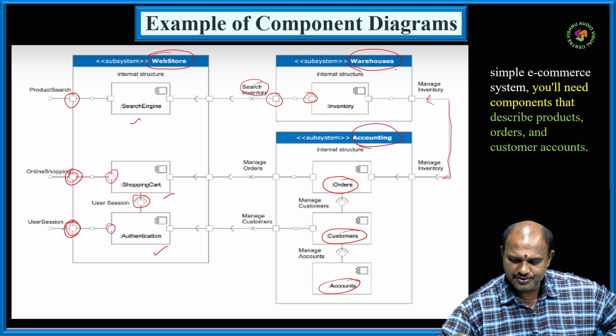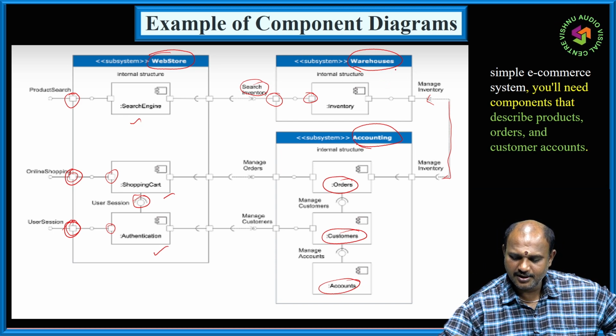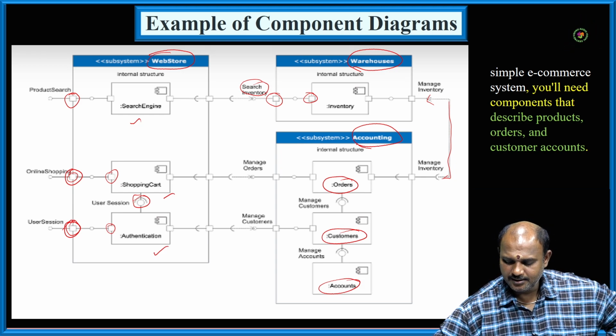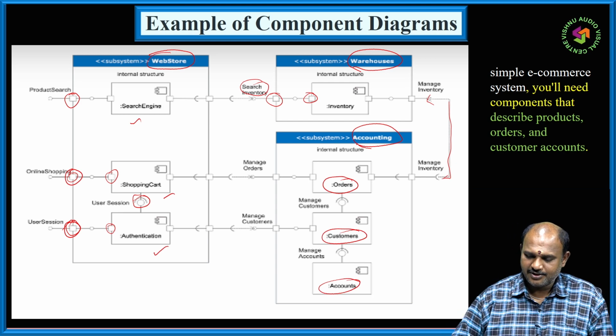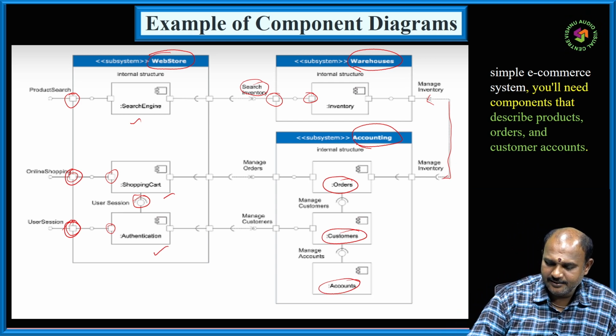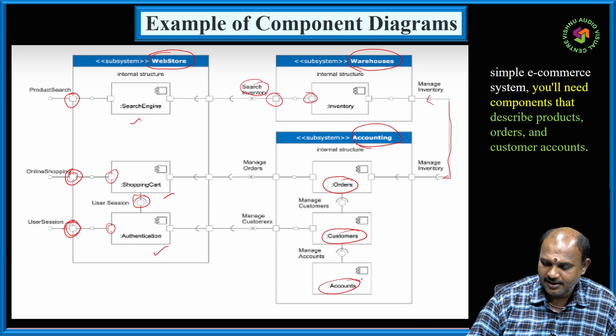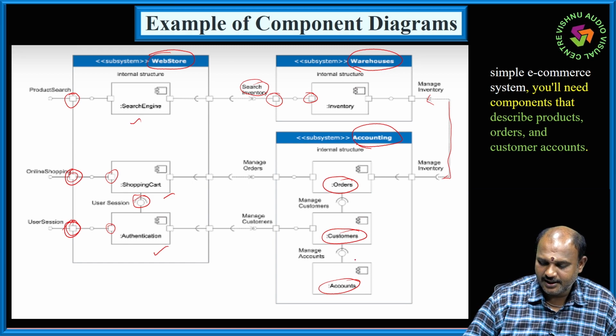This is warehouse to account, and there is some relationship there also. And here, in the internal structure, we have order, customer and account, the three components.